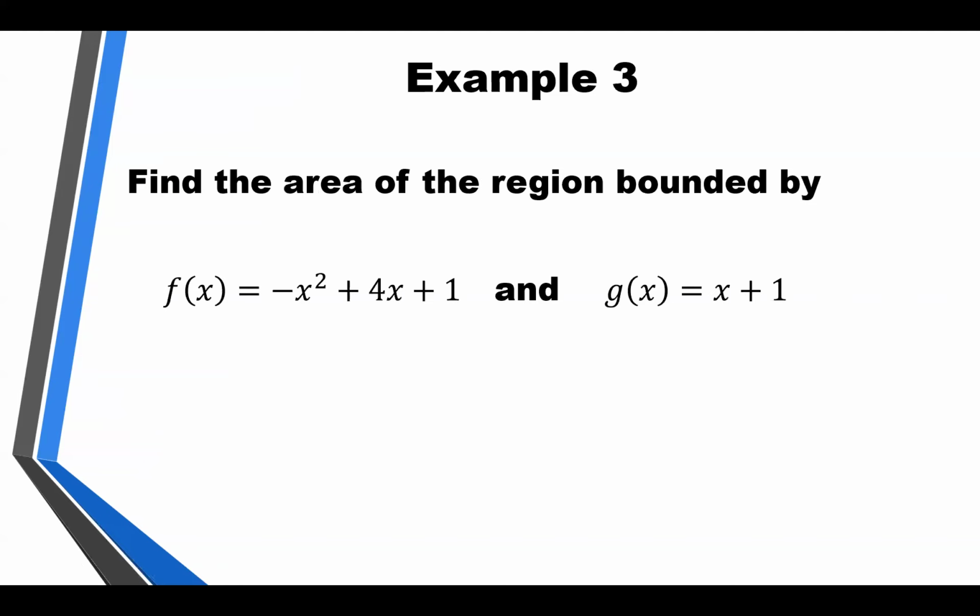So let's try to find the area of the region bounded by f of x equals negative x squared plus 4x plus 1, and g of x, which is x plus 1. The first thing I'm going to do is graph these two functions and look to see if I can find the closed bounded region where the boundary is created by these two functions.